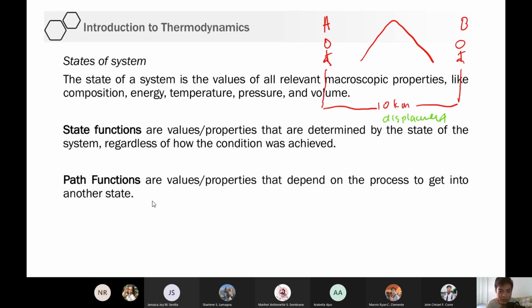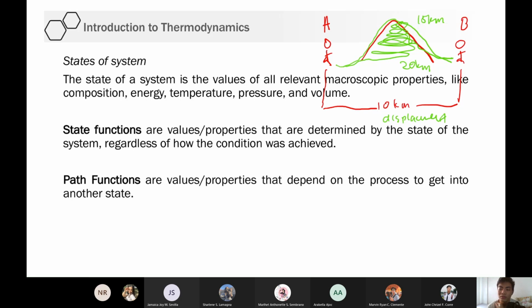Ano yung path function dyan? O ganito, kunwari pupuntahan mo si letter B. Pwede, umakyat ka ng bundok, tapos bumaba ka. Mas malayo yon. Sabihin natin 15 kilometers. O kaya, ang ginawa mo, inikot-ikot mo pa yung bundok, tapos bumaba ka. Let's say 20 kilometers yon. Okay?